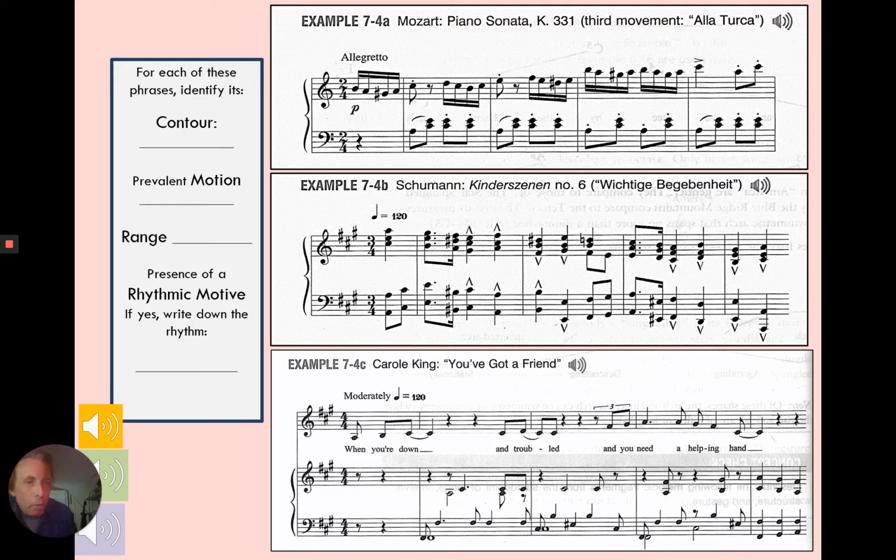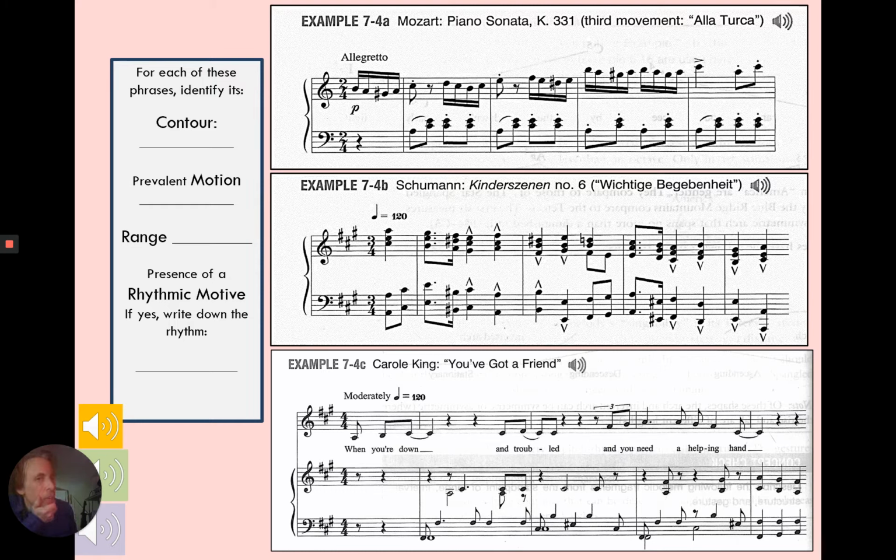Okay, so the contour seems to be ramping down to me. In just two big sub-phrase ideas. And each one, again, kind of like the Mozart, there's a stepwise and then a skip, stepwise and then a skip at the end.